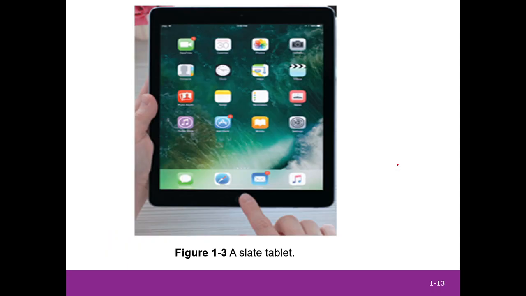This is a tablet. For those who don't know what a tablet looks like, it is smaller than a laptop. It is bigger than a smartphone. It is something in between, and it caters to different requirements. Okay, so you don't want to use it as a smartphone, but you want to use it as something more mobile than the laptop and the desktop.